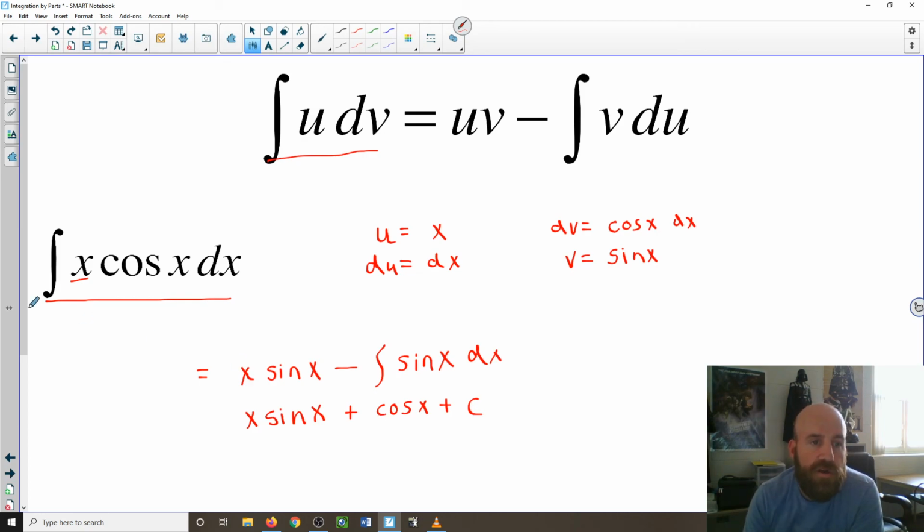So we took the integral of x cosine x, and we ended up with this. So just to double check, if you were to take derivative of our answer here, our x sine x plus cosine x, we should end up back at x cosine x.